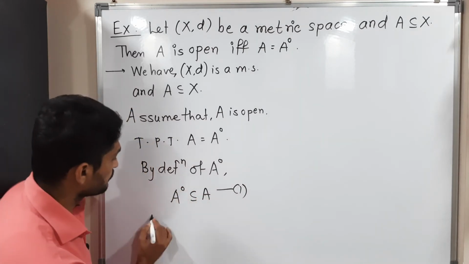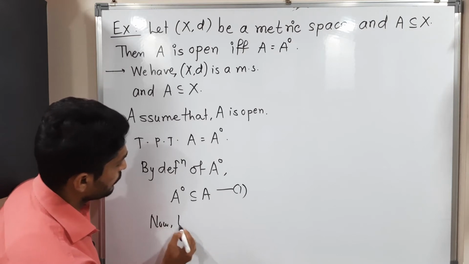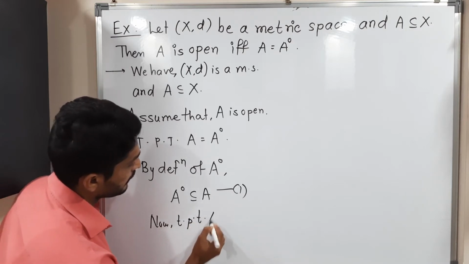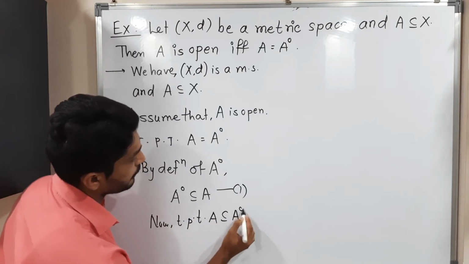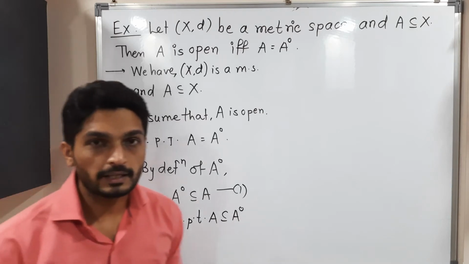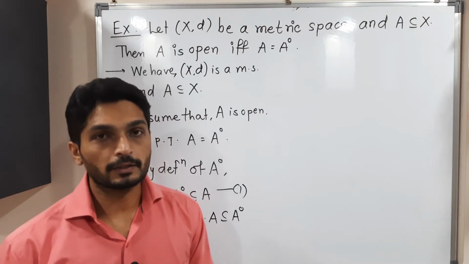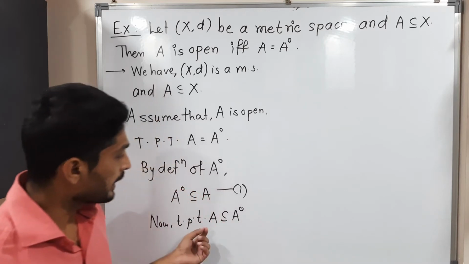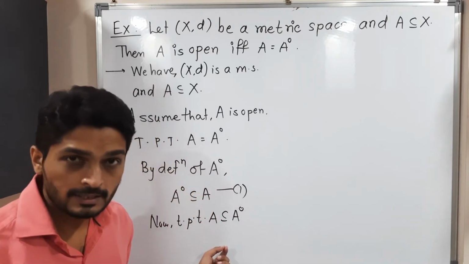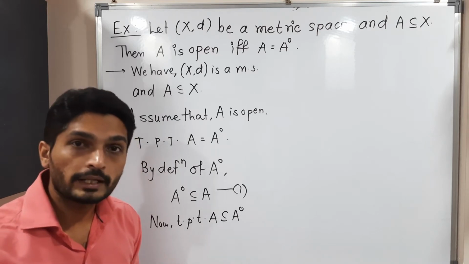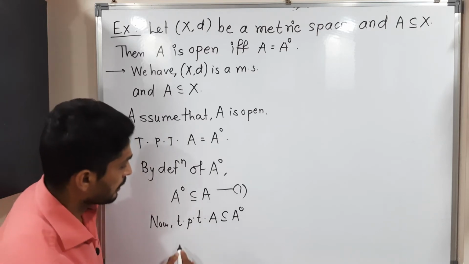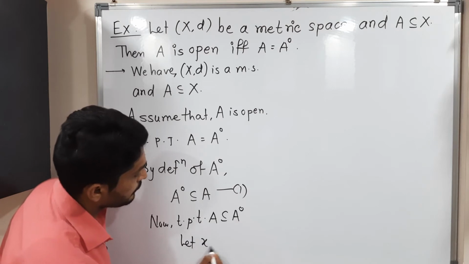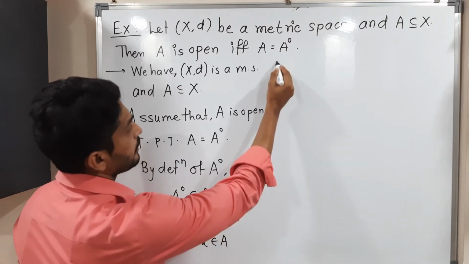Now to prove that A is a subset of A interior, we have to prove the reverse part. How to prove one set is a subset of another? We take one arbitrary point from A, and we will prove that it is in A interior. Let x belong to A.